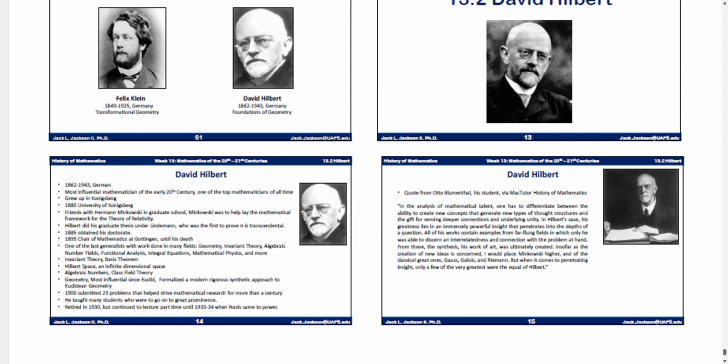Okay, so that gives you a brief history of the parallel postulate, and we talk about that a little bit as it relates to our geometries. The parallel postulate turns out to be a critically important piece of studying geometry, and it's very important in the history of mathematics.